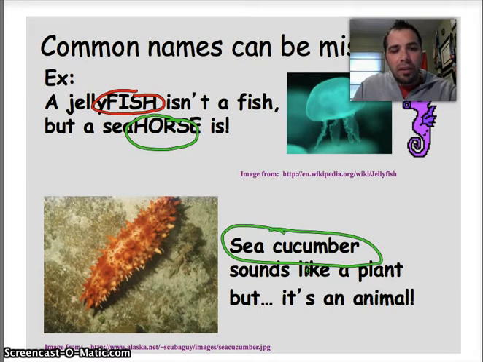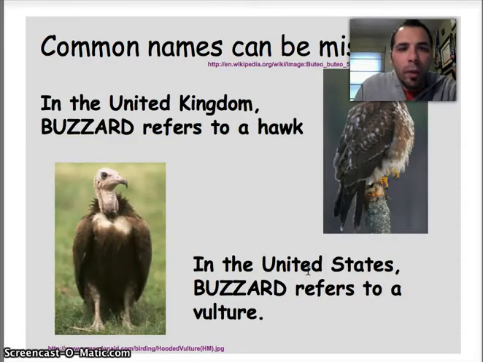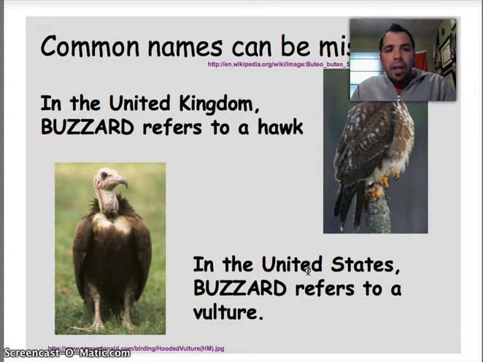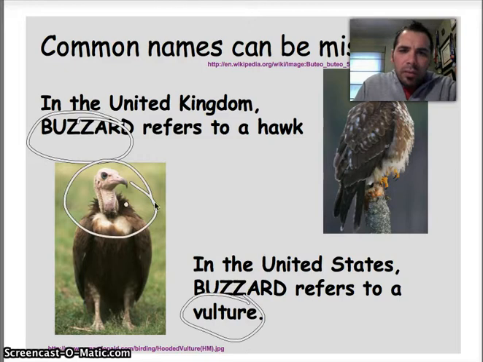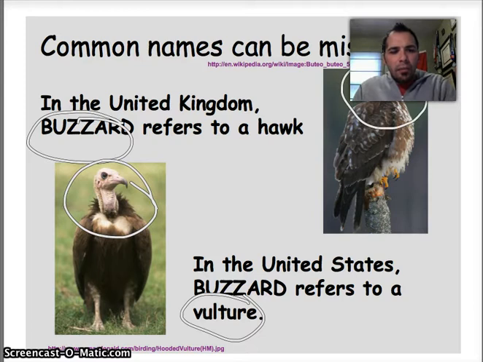And so these names can be really misleading. So that's why we've got to have a better way to do it. Common names can be misleading. In the United Kingdom, a buzzard refers to a hawk, whereas in the United States, a buzzard refers to a vulture. If we look at these, there are some differences. If you look at that buzzard there, as we notice, it doesn't have any of the nice feathers on its head.